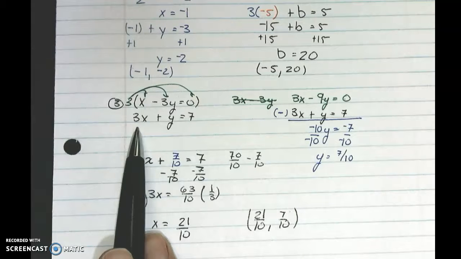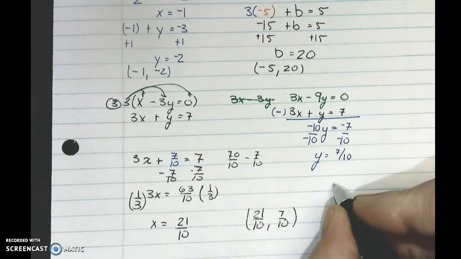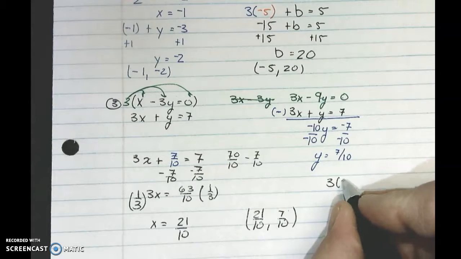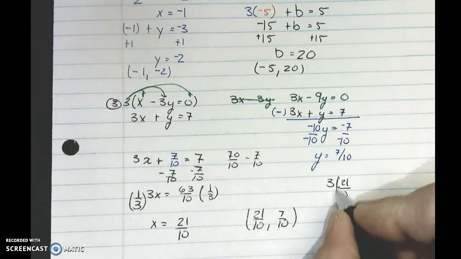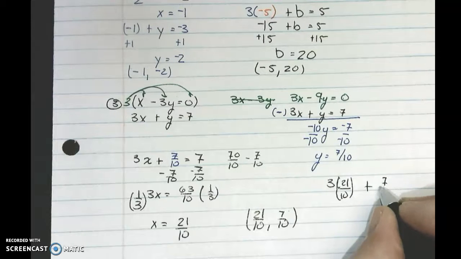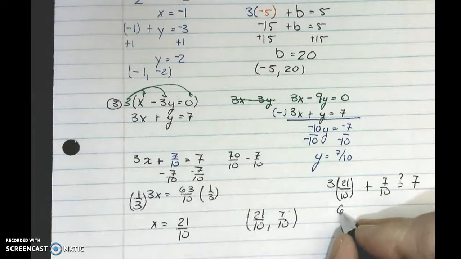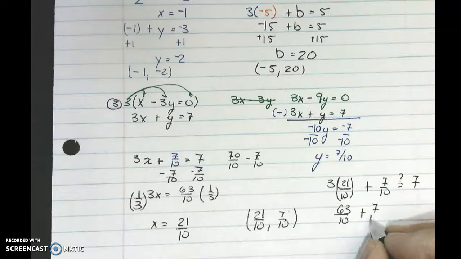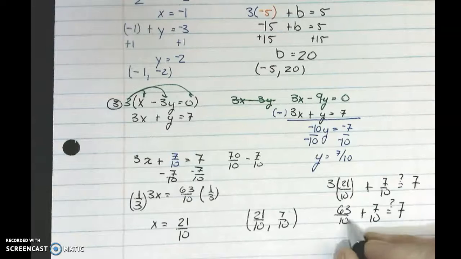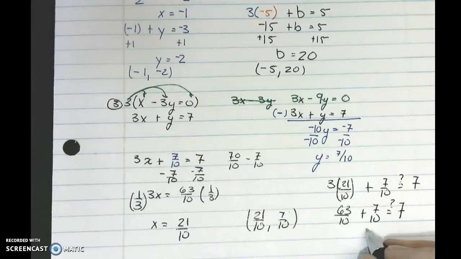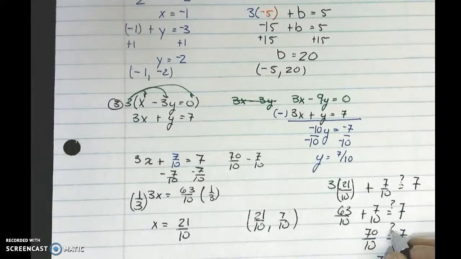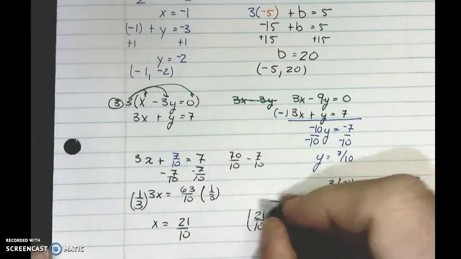And then here, that would give me, let's see here, 7/10, multiply that by 3. I need to do some math. So 3 times 21/10 plus 7/10, does that equal 7? So that's 63/10 plus 7/10, question mark 7. 63 plus 7 is 70/10, which does reduce to 7. So it all checks out. So this would be our answer.